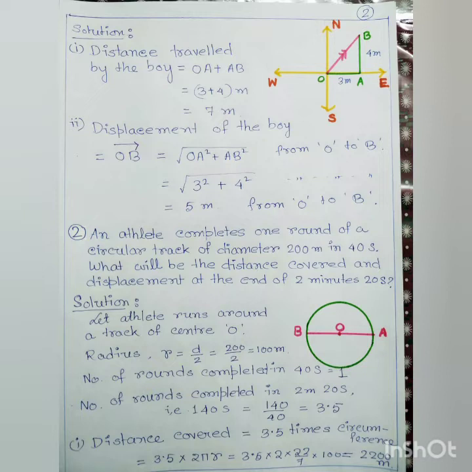Now what will be the distance covered during this 3.5 times rounding? He will cover 3.5 times the circumference of the circle. So 3.5 into 2 pi r, we know the circumference is 2 pi r. Just substitute the value of pi and r. R is here 100 meter. So we will get 2200 meter. So during this time, distance covered will be 2200 meter.